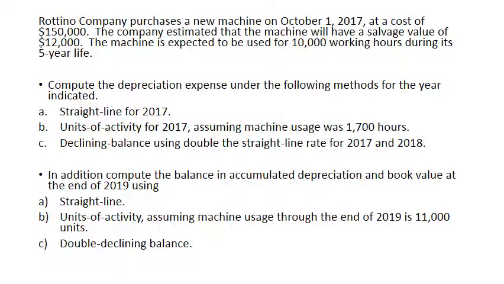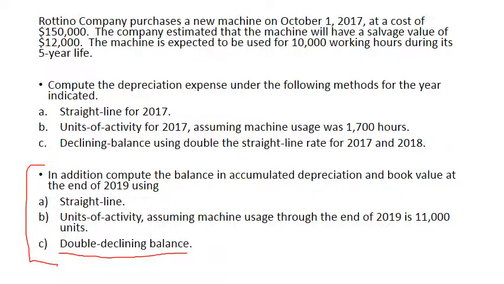Okay, now this section here, I said, what I want you to tell me is the accumulated depreciation and the book value at the end of 2019. So we did that for the double declining. If we go back and look at the screen, oops, I can't go back. Okay, well, we did all the lines for those years.